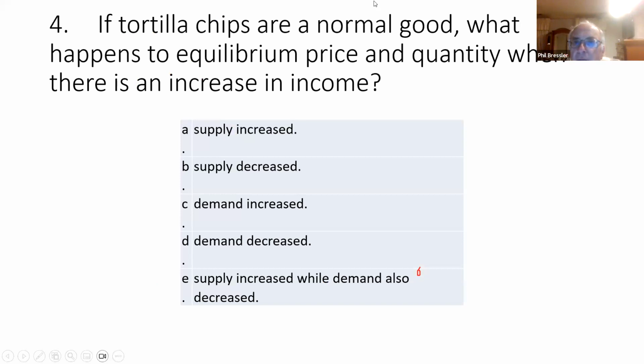Okay, let me try to get all these things out of the way so you can see this. If tortilla chips are a normal good, what happens to equilibrium price and quantity when there's an increase in income? Give you about 40 seconds there.